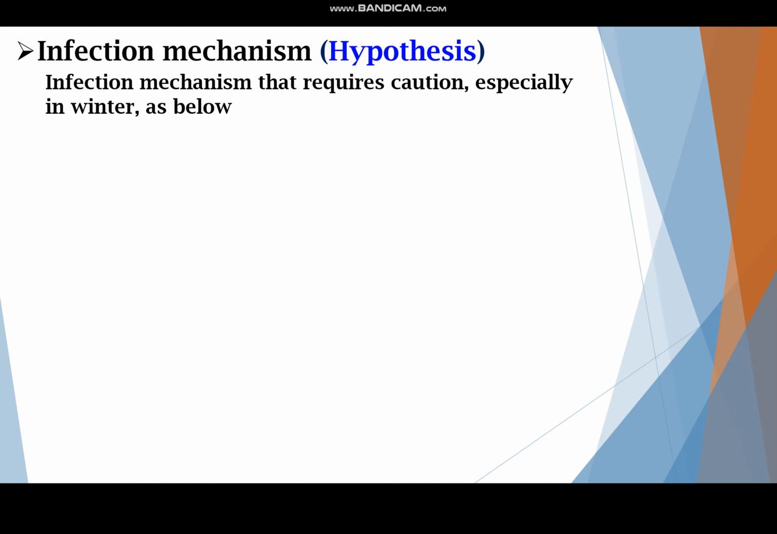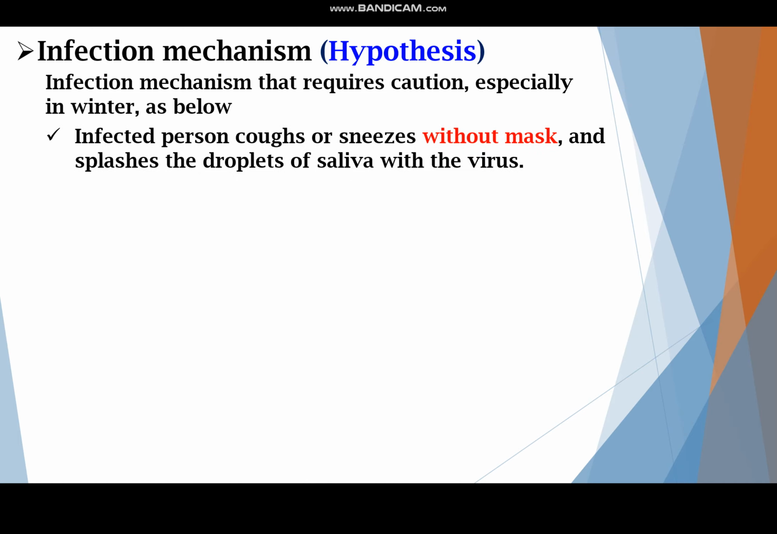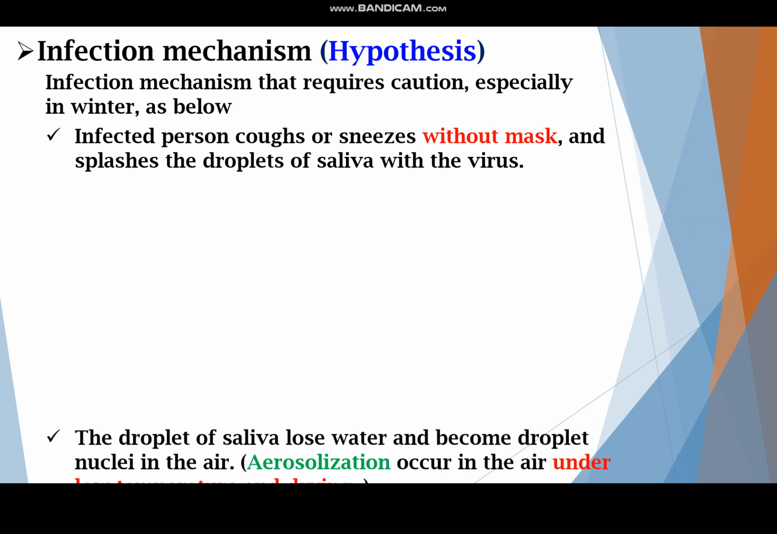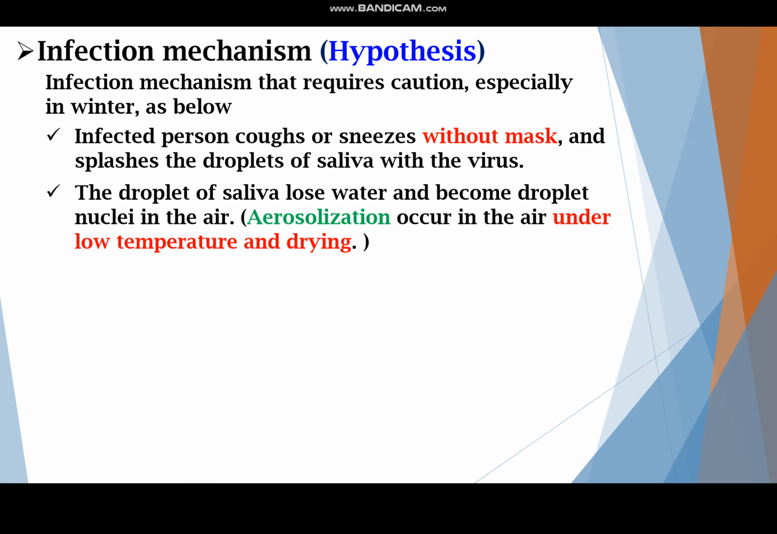Infection mechanisms that require caution, especially in winter, are as below. An infected person coughs or sneezes without a mask and splashes droplets of saliva with the viruses. The droplets of saliva lose water and become droplet nuclei in the air.